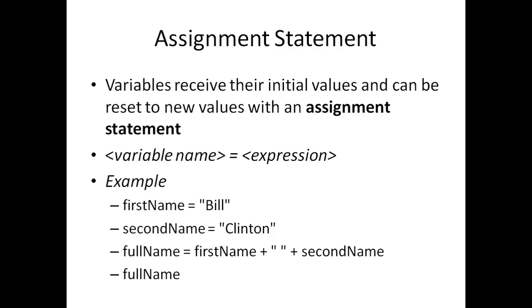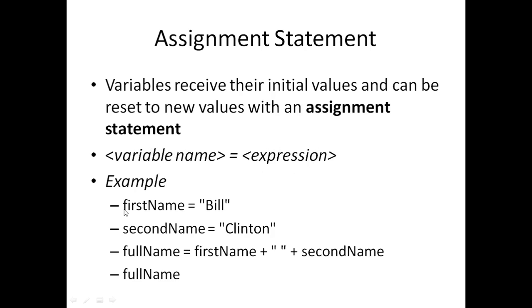Then next is the assignment statement. Variables receive their initial values and can be reset to new values with an assignment statement. So every variable will have an initial value and it can be changed to new values with an assignment statement. This is the assignment statement: variable name equal to expression. We use the assignment symbol equal. This means this expression will be evaluated and assigned to this variable name.